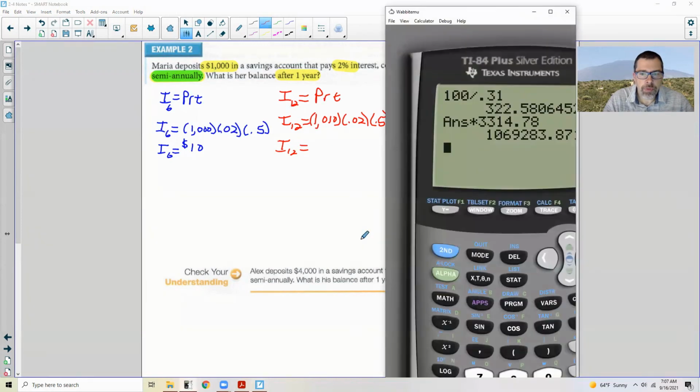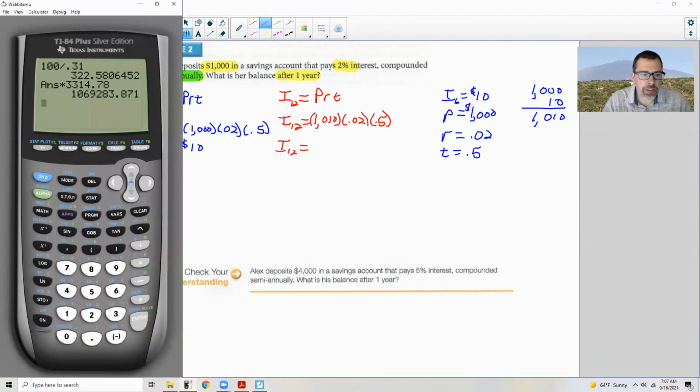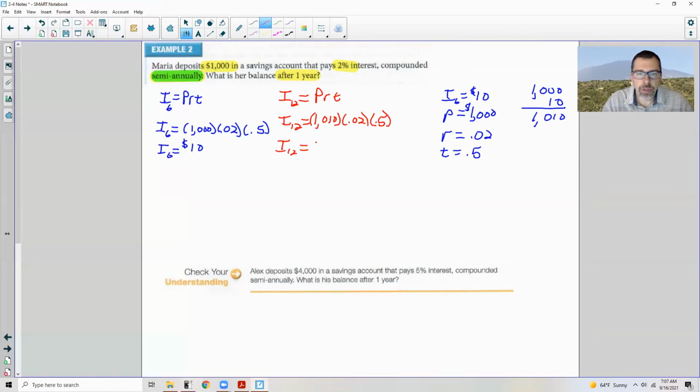will be, let's open the calculator up for this one because of that $10, and it's going to be $1,010 times 0.02 times a half, and that is going to equal $10.10. Okay, so the interest earned on this would be now $10.10.